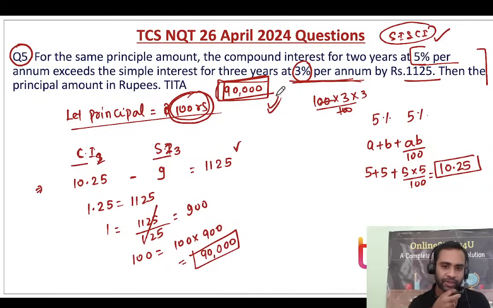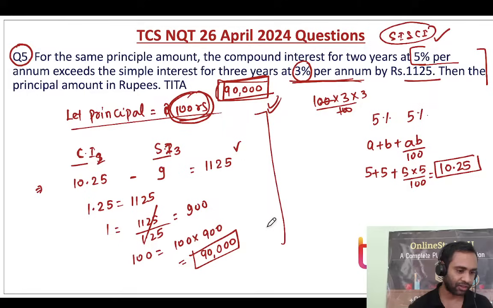Clear? So one is 900, and we have to find out the principal, so it will be 90,000.